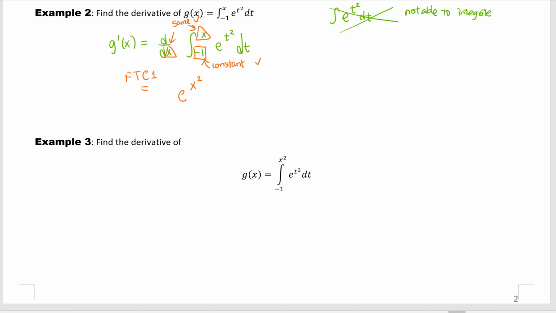So far, so good. Here, we're not integrating e to the t squared. We're not differentiating e to the t squared. We just simply replace t by x. Okay, that's the easiest case. Let's look at example 3.